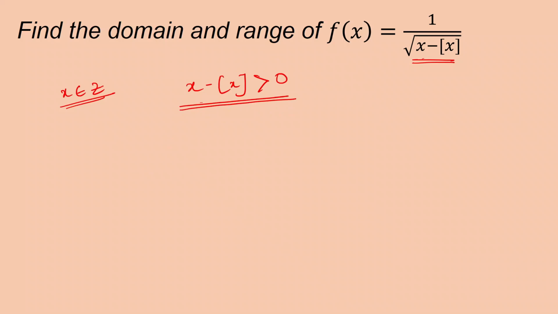So let's consider two cases. You take x to be any integer. If you take x to be any integer like 3, 4 or 5, suppose you take 3. So if you put x is equal to 3, so you'll be getting 3 minus box of 3, which is equal to 0. Right? So this is inadmissible. x cannot be any integer.